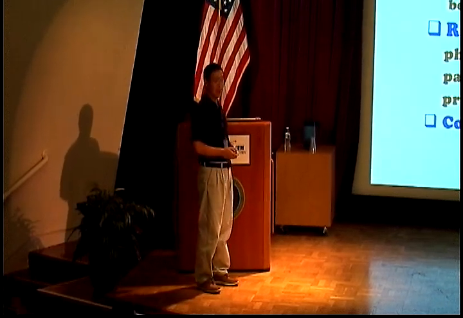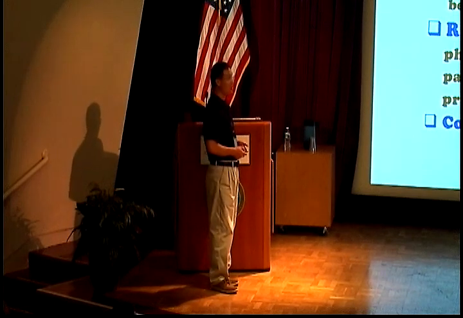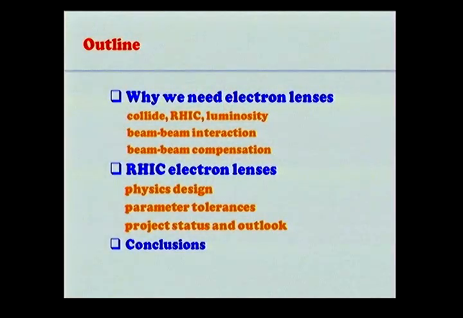In this talk, I will first explain why we need electron lenses. And then I will discuss the details of the RHIC electron lenses, followed by a conclusion. In the first part, why do we need electron lenses? I will start with the collider, RHIC, and luminosity. Then I will introduce the beam-beam interaction and beam-beam compensation.